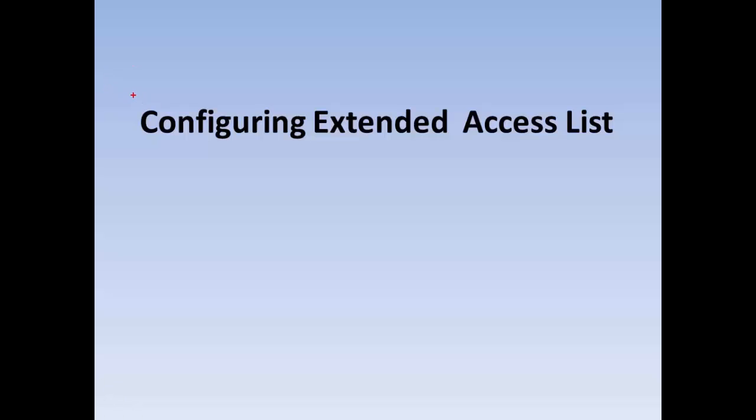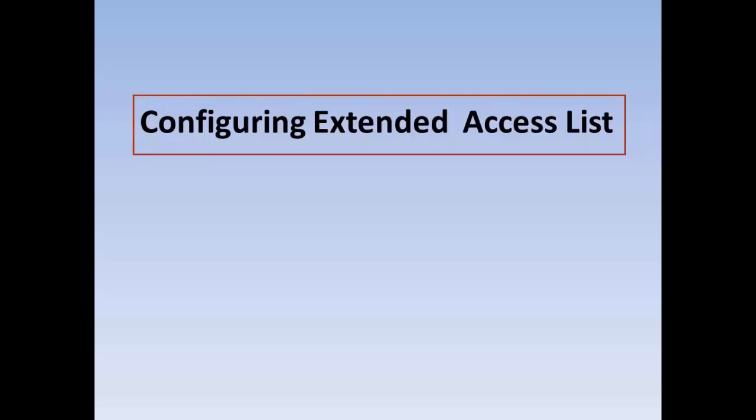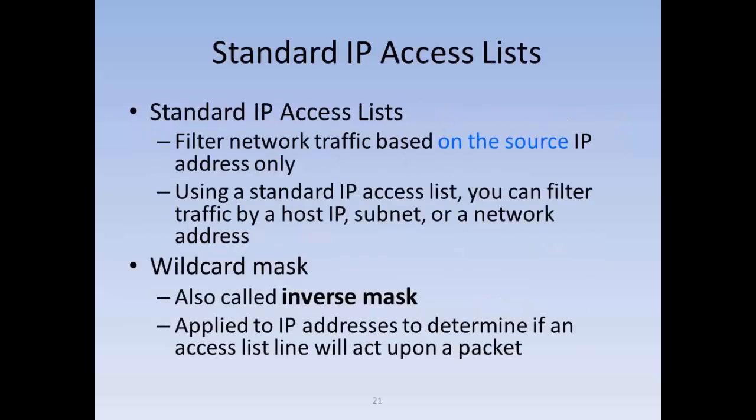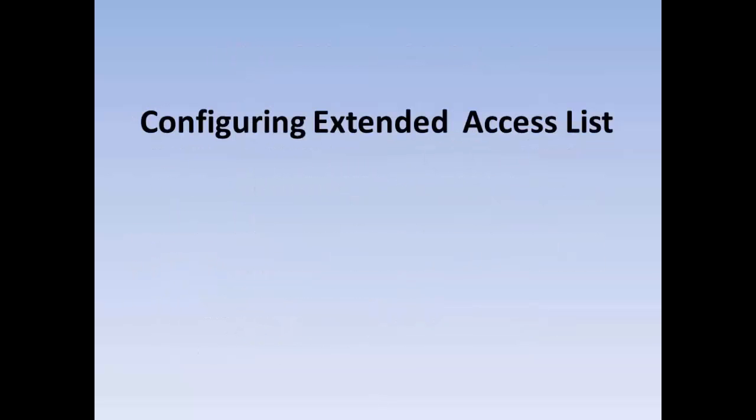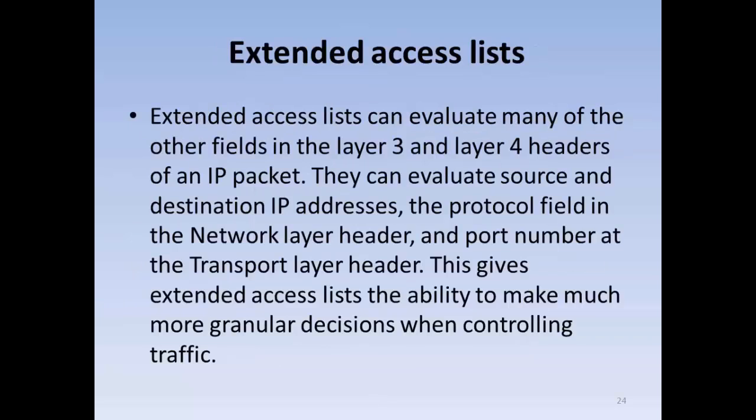In this video I'm going to explain about the configuration of extended access list. In my last video I explained about the standard access list, and in this video I will explain about the extended. In the standard access list, filtration can be done only on the basis of source IP, but extended access list can evaluate many other fields in the layer 3 as well as layer 4 header of the IP packet.